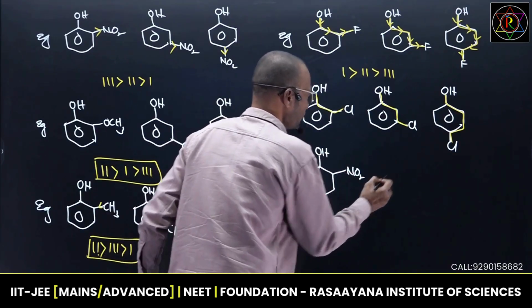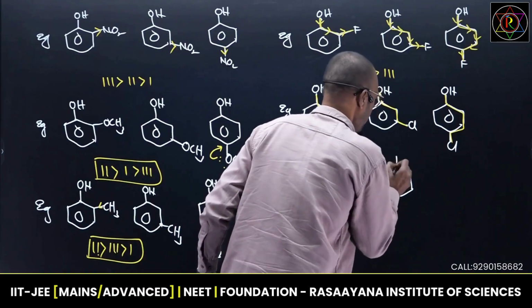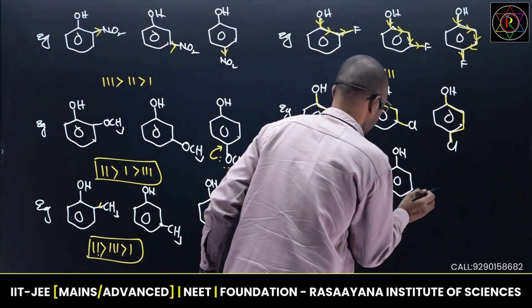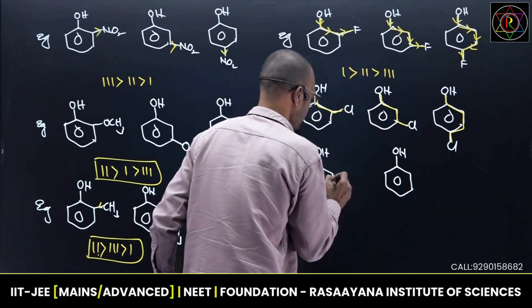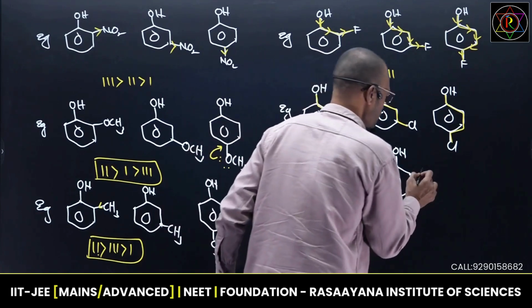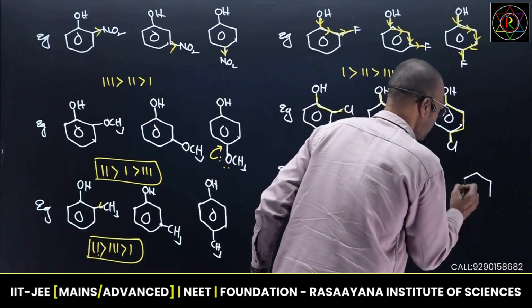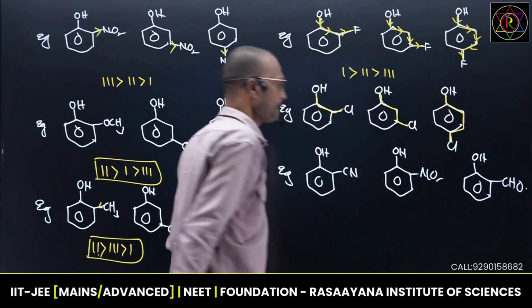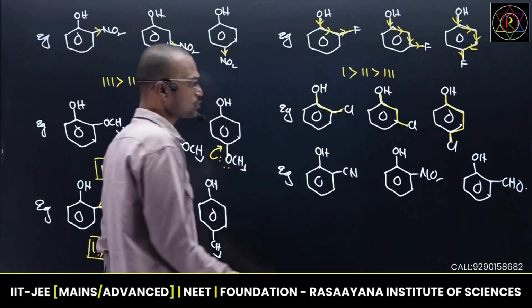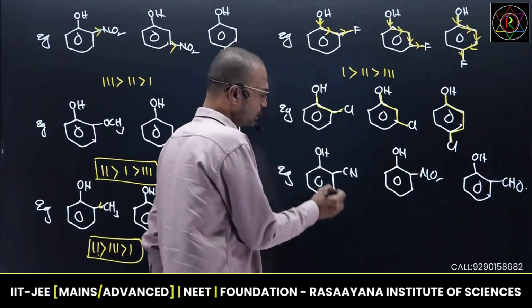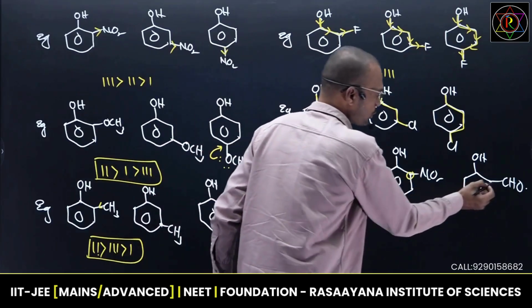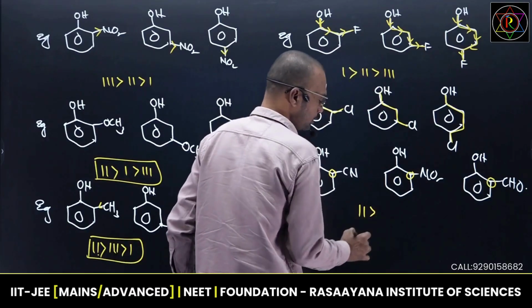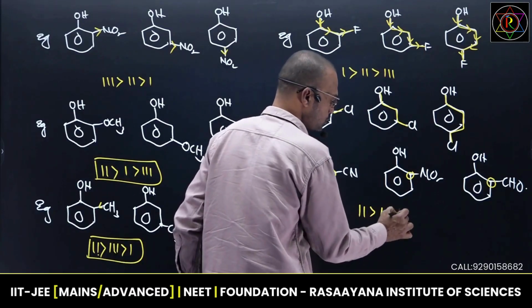Now, this is nitro. Here is the hydroxy group. This is cyano and this is nitro, and here I am writing aldehyde. So what is the acidity order of these three? See, between nitro and cyano, which is stronger, it may be at the ortho or para position. Three ortho positions we need to compare. So nitro is much stronger than cyano. Cyano is much stronger than aldehyde. So that is the answer.